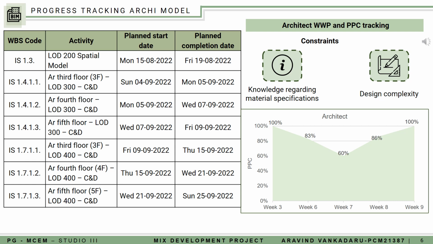One of the constraints was that knowledge of the material and specification during LOD 400 was not clear, and design complexity had increased much more compared to the LOD 300 model. The other constraint was that during week 7 there were clashes with clash resolution 1. During this clash resolution, it took time to resolve the clashes with the structural model as well as the plumbing, electrical, and mechanical models.